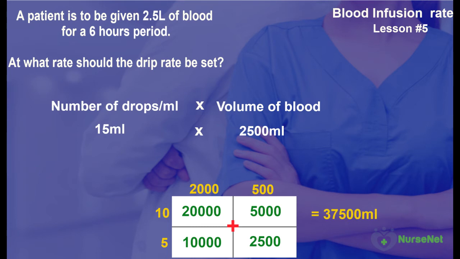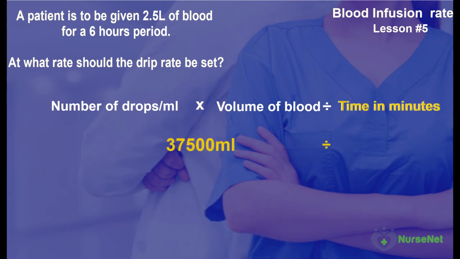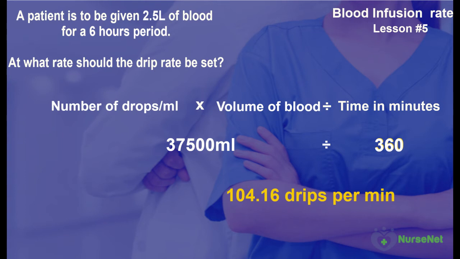So now we need to divide 37,500 by the time in minutes, which is 360. So this gives us a drip rate of 104.16 drips per minute. Now rounded down to the nearest drip, it really gives us a drip rate of 104 drips per minute.